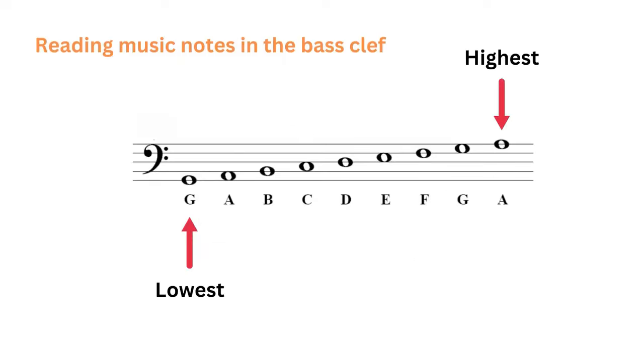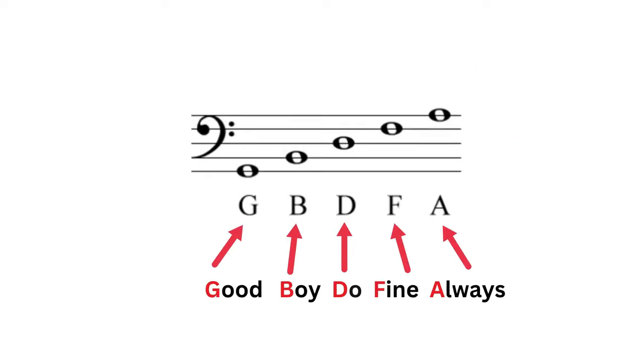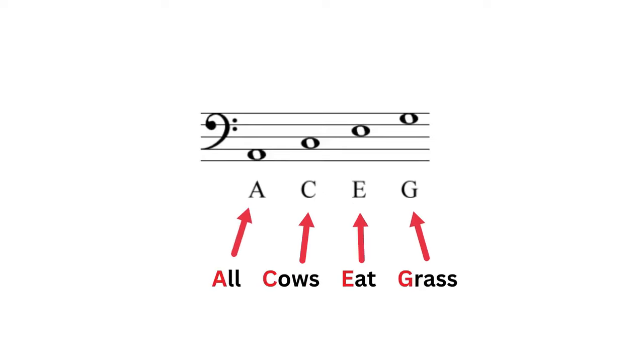Now let's get back to read the bass clef. It represents different pitches than the notes on the treble clef staff. The top line is also the highest pitch, and the bottom line represents the lowest pitch. To remember the notes on the bass clef staff, you can use mnemonics like "Good boys do fine always" to remember the notes on the lines, and "All cows eat grass" to remember the notes on the spaces.